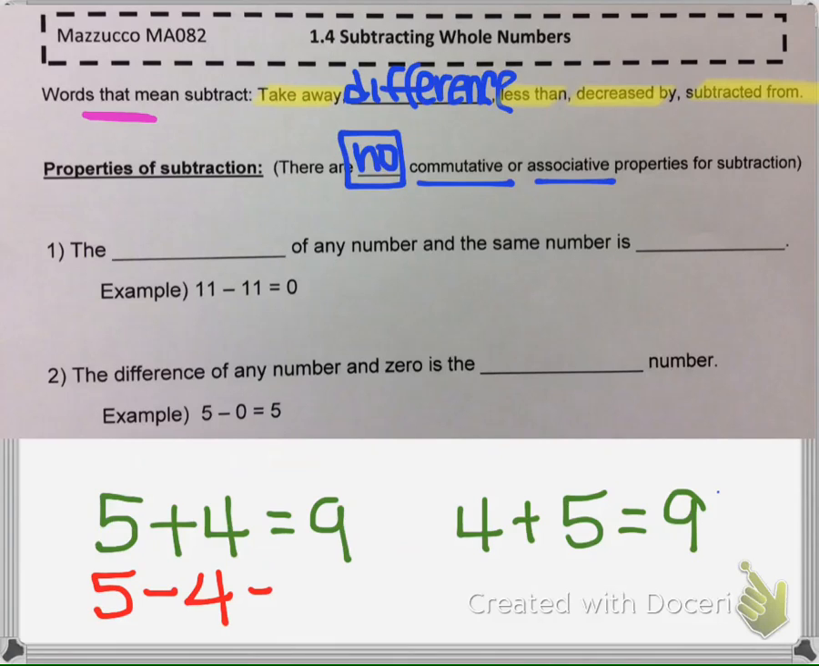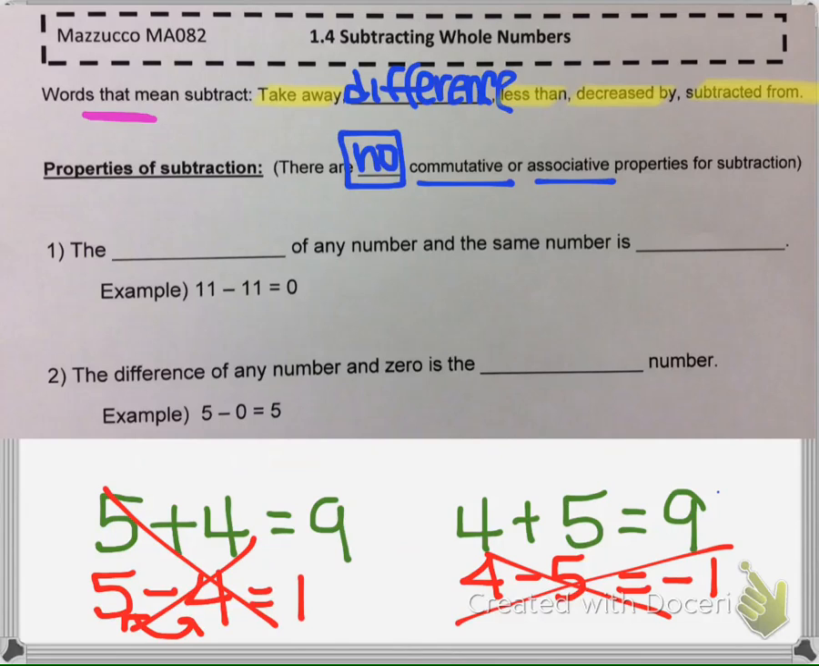5 minus 4 is 1, but if we switch the numbers around, 4 minus 5, it doesn't work. If we have $4 and we take $5 away, we're in the negatives. So the commutative property does not work for subtraction. And same thing with associative. The grouping and the order cannot be changed. But we still do have properties.